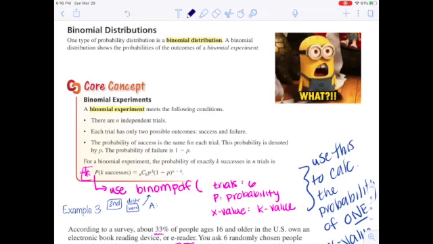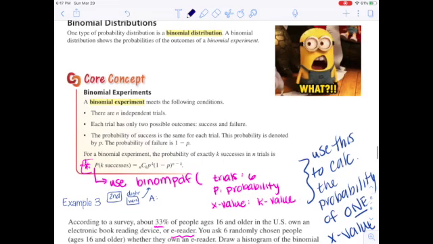your outcomes are either success or failure. There's no other option. Or like true or false. 2 options for your experiment's outcomes. So let's talk about what a binomial experiment actually is. So it's an experiment that has to follow these conditions.